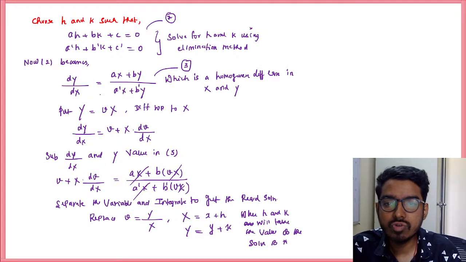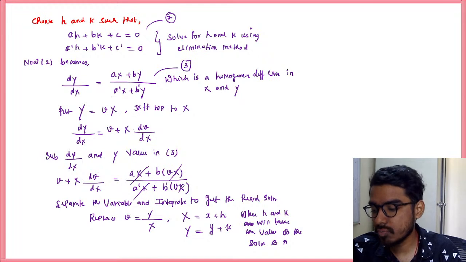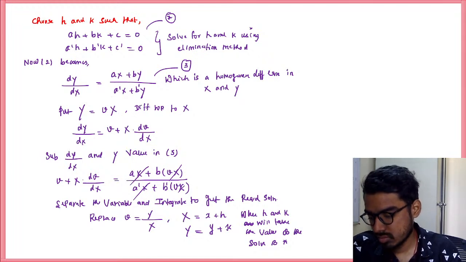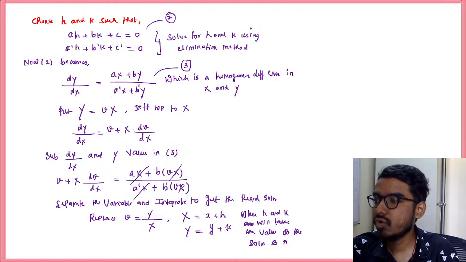Now you can see this is a homogeneous differential equation, right? You know what is meant by a homogeneous differential equation from the previous class. Now you make use of the previous method. Is it clear? The procedure is clear. Can you move on to the problem?